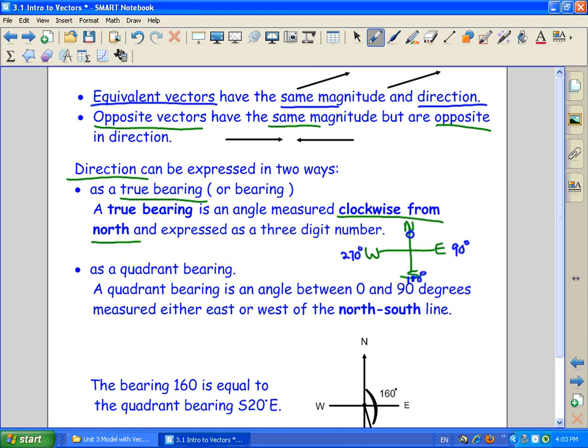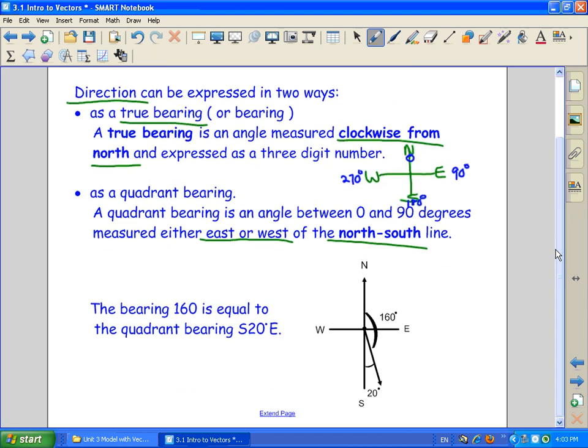Okay? All right. A quadrant bearing is the angle of 0 to 90 degrees, which is measured either east or west of the north and south. So this is probably the one you're more familiar with: north 22 degrees east, or south 24 degrees west. Okay. So let's take a look at this example here.